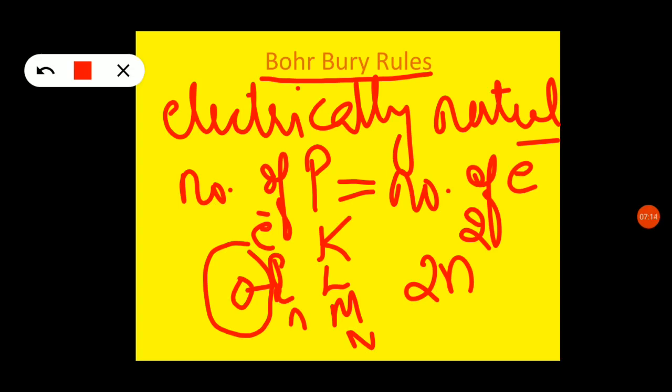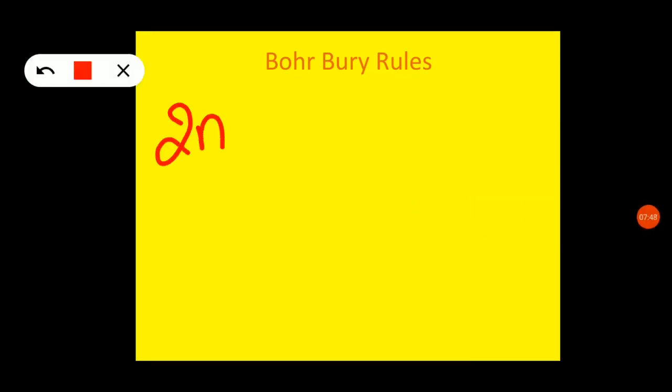So here you have different shells: K shell, L shell, M shell, N shell, and so on. The maximum number of electrons present in a given shell is determined by the formula 2n². You have to use this 2n² to determine the maximum number of electrons to be filled in the different shells, that is, different orbits.